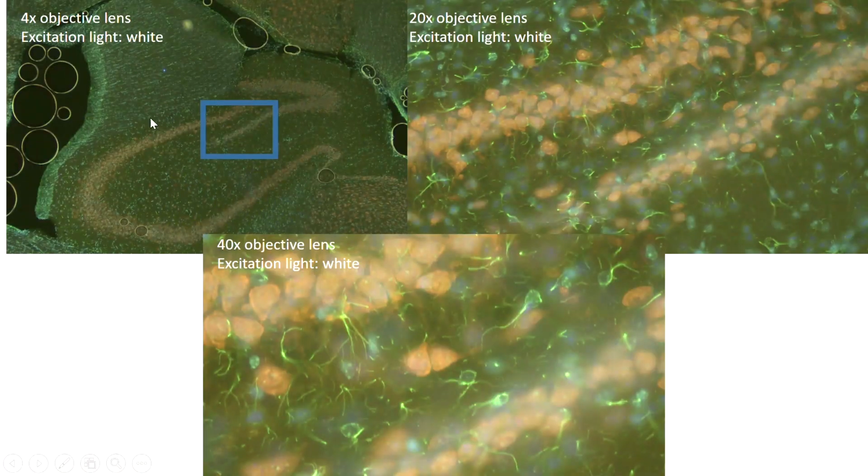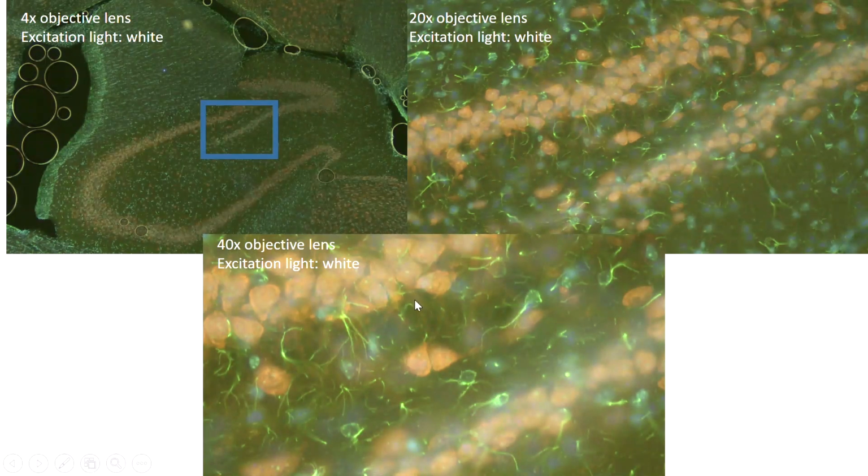Okay, so I have some other images that I wanted to show you. This is an image from previous lab sections. And this one was taken with white as the excitation light under the 4x objective lens. And then I circled here. That is a region that we can see under the 20x objective lens, and there's still white light.